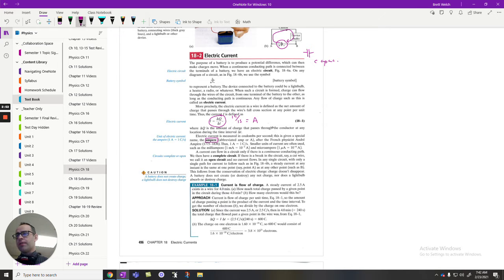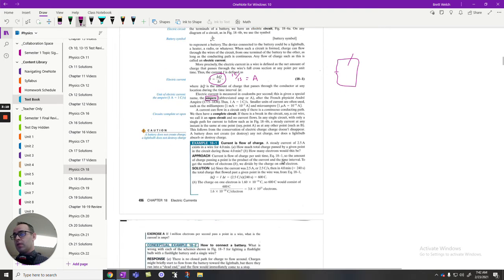An amp is 1 coulomb per 1 second, and that equals a capital A for an amp. In order for current to flow, the circuit has to be a closed loop, meaning that there's no disconnect from one end to the other. If I cut the wire, I can't flow current. Even if something is touching the battery terminal, it won't release the flow of charge.